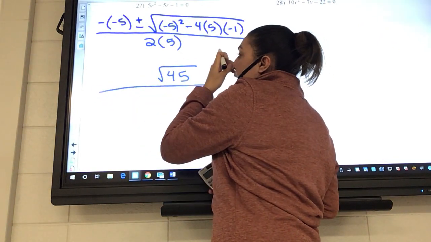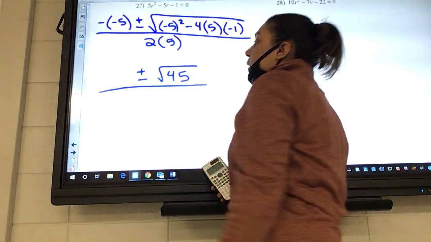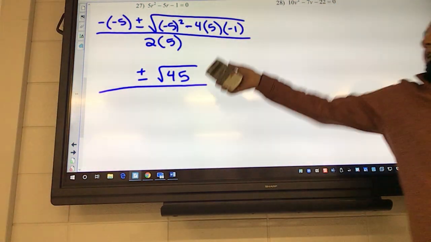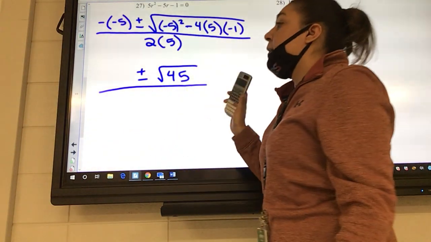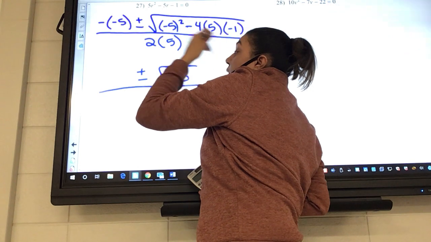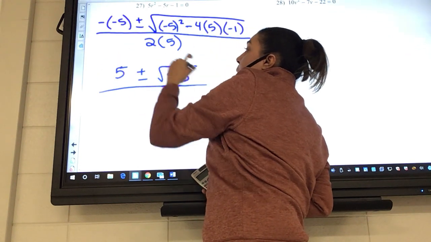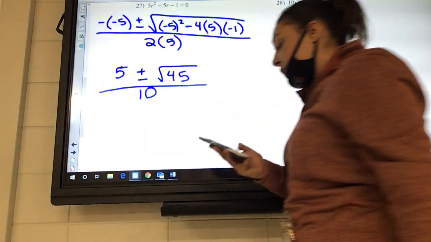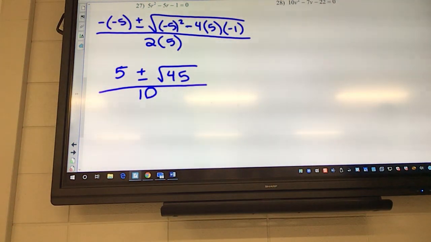So is it going to be imaginary? No. Why? Because of the negative. There's no negative, okay? So we know it's not imaginary, but maybe it is rational or irrational. What is this negative 5 going to give you? Positive 5, and then on the bottom? 10. Does the square root of 45 simplify?